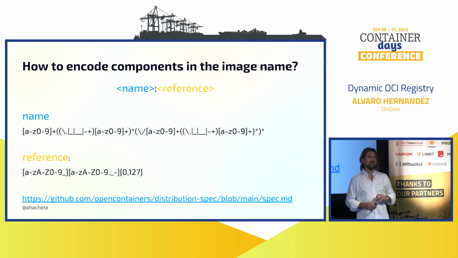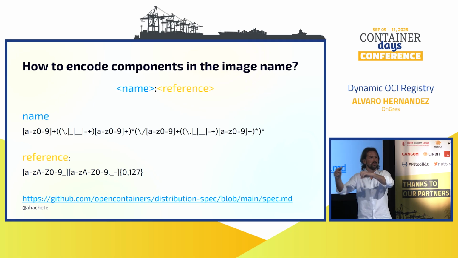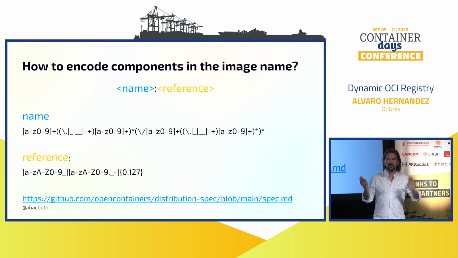According to the OCI distribution spec, this is how it looks like what we typically write at the end of a Docker pull command. I call this the URL to make it simple, but technically it's called the name and the reference of the image.